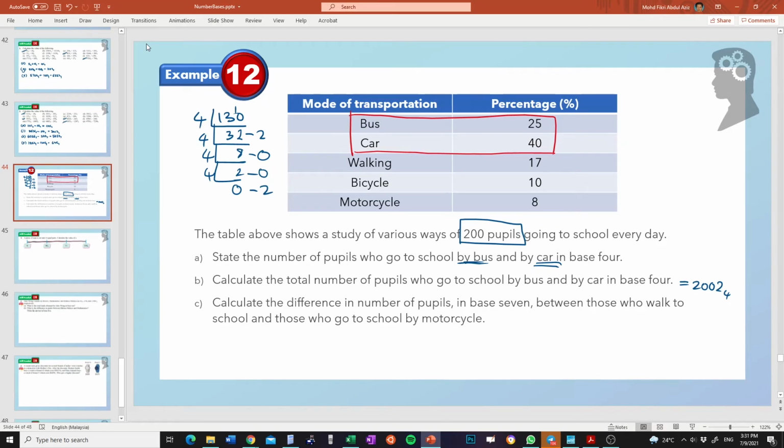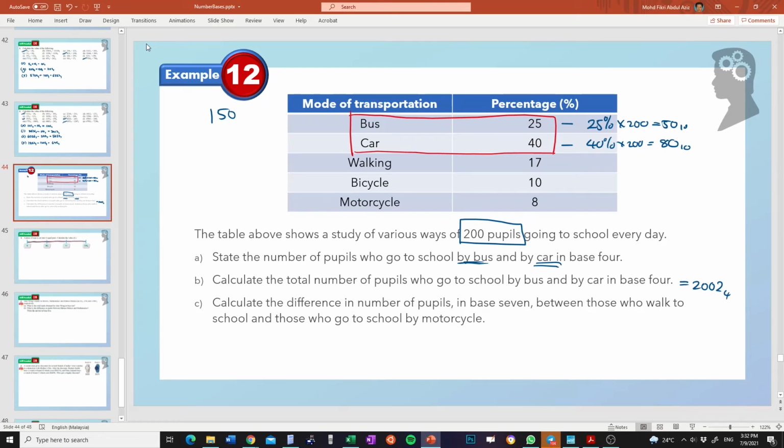So this does not work anymore. So now we do this individually lah. So this is 25% times 200, which is 50. This is 40% times 200, which is 80. Base 10. All base 10. So, ini yang kena convert ni. But the answer should be, if you add them up, it should be 2002 lah.